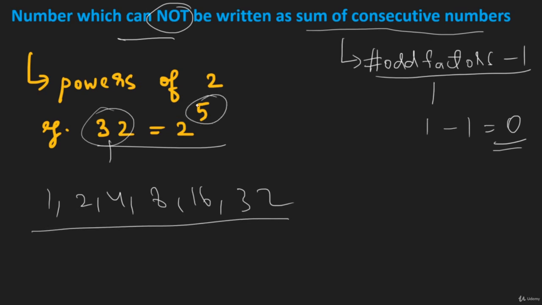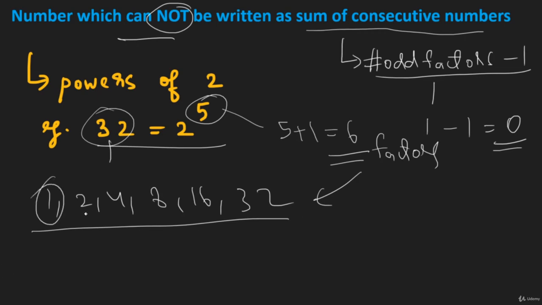It's 2 to the power 5. So 5 is the power. So 5 plus 1, that is 6. 32 will have 6 factors. And these are the 6 factors. And you can see that except 1, all of these are even factors. Therefore, 32 cannot be written as the sum of consecutive natural numbers. So if you have a question that says find the number among the given numbers which cannot be written as the sum of consecutive numbers, you just have to find which number among the given numbers is a power of 2.